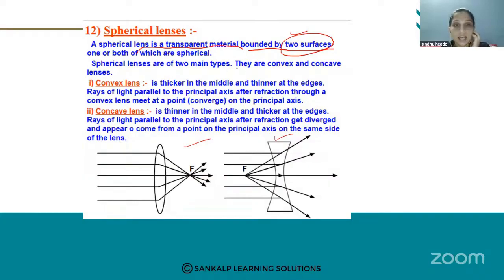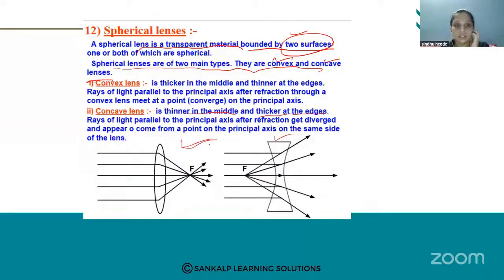Spherical lenses are of two main types. The first one is convex and another one is concave lens. Just as in mirrors we say concave mirror and convex mirror, here also we take concave lens and convex lens. So what is a concave lens? This is thinner in the middle and thicker at the edges. Refer to these diagrams. One is a concave lens and another one is a convex lens.